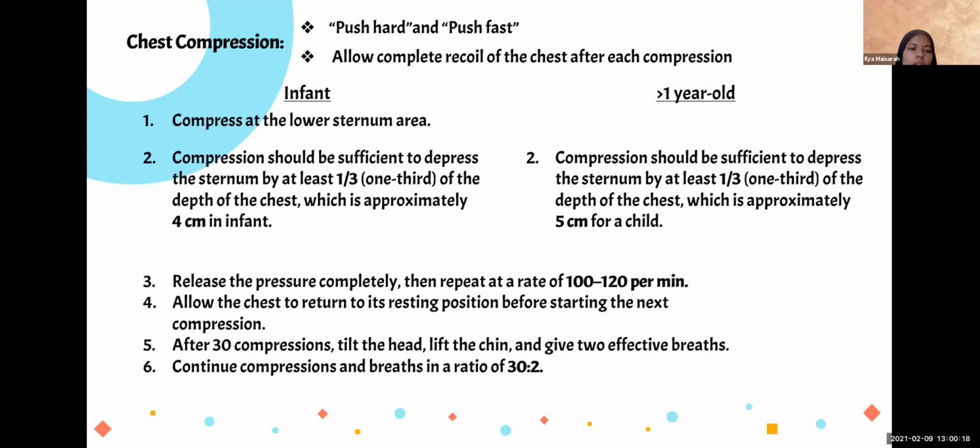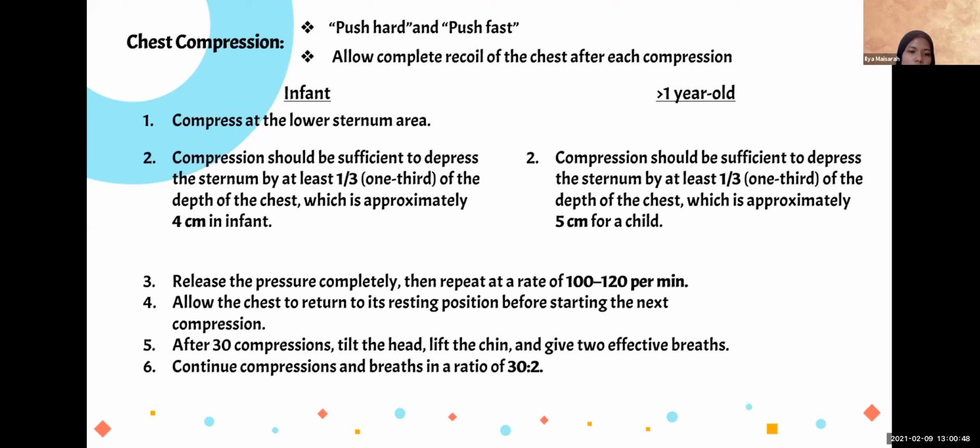For the steps, first, the location of the compression is at the lower sternum area. Then compression should be sufficient to depress the sternum by at least 1/3 of the depth of the chest, which is approximately 4 centimeters in the infant and 5 centimeters in the child. Then release the pressure completely. Then repeat at the rate of 100 to 120 per minute.